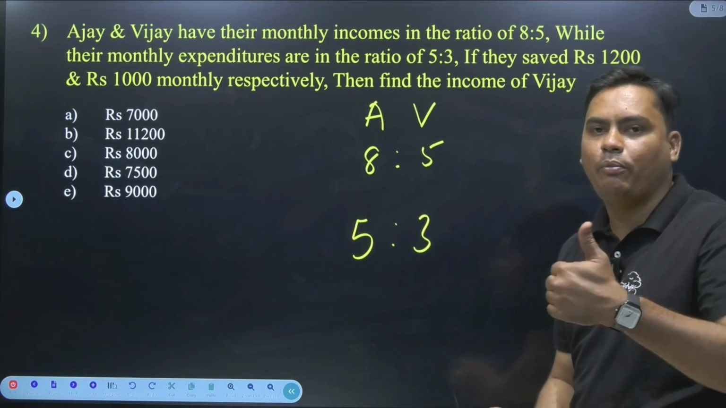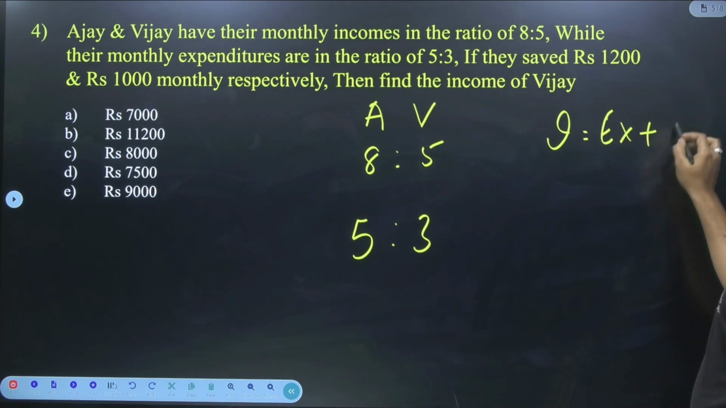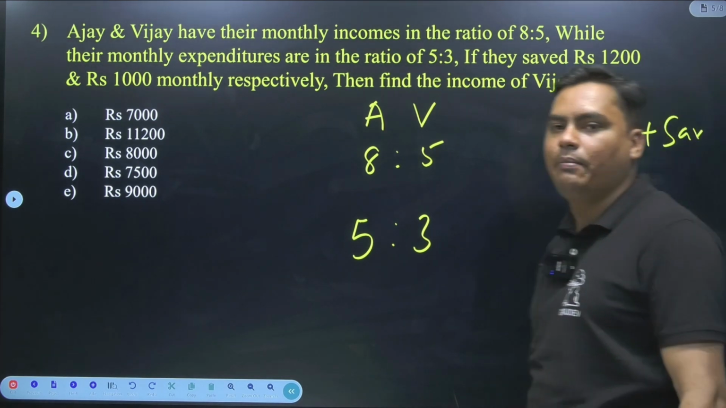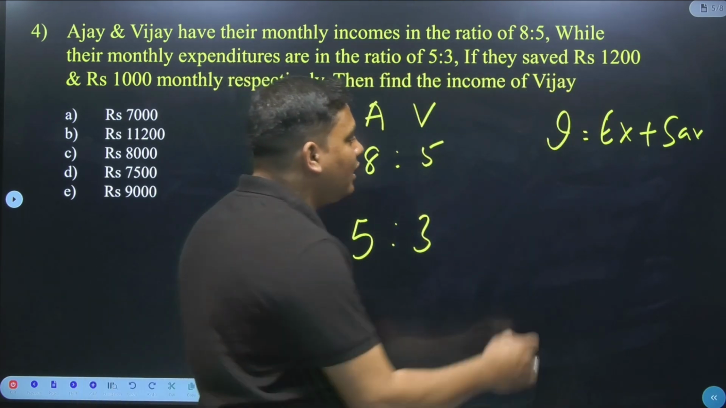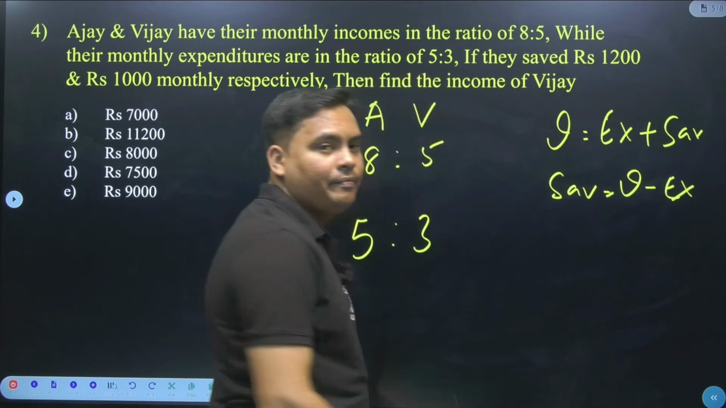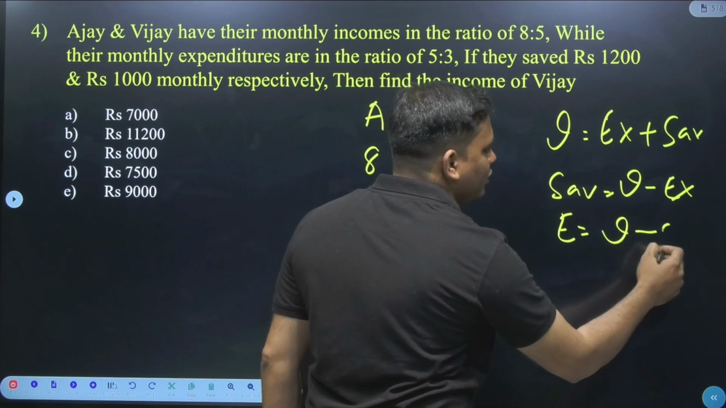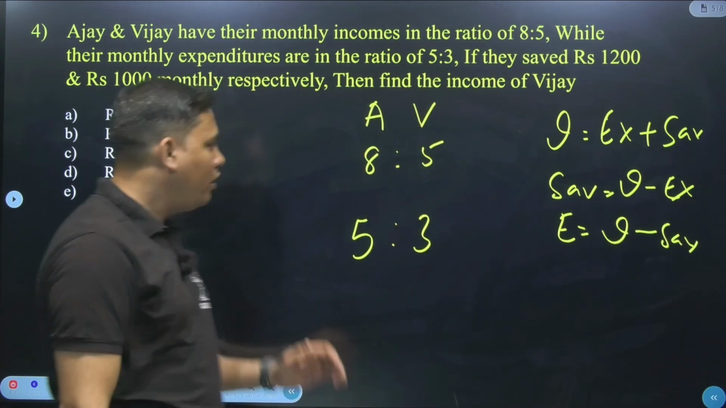You should know one point, that income is nothing but expenditure plus saving. That means, can I tell that saving is nothing but income minus expenditure? Yes, everyone. What is expenditure? Expenditure is also income minus what it is? Saving here. Now, read the question once again.